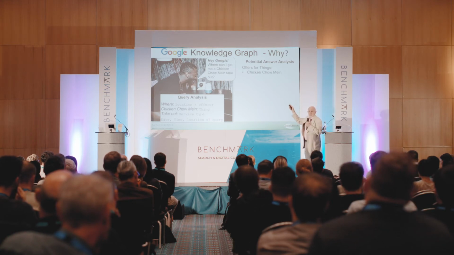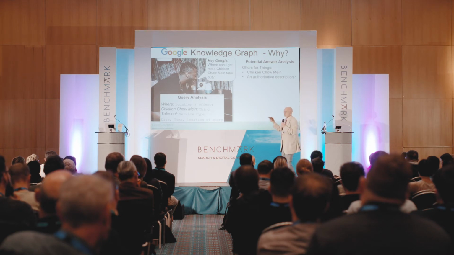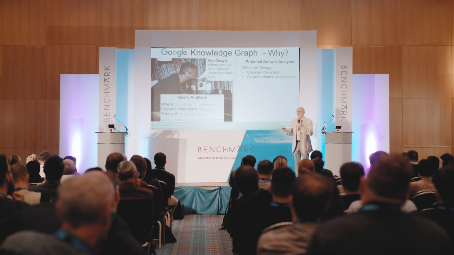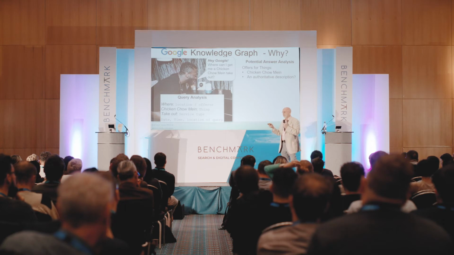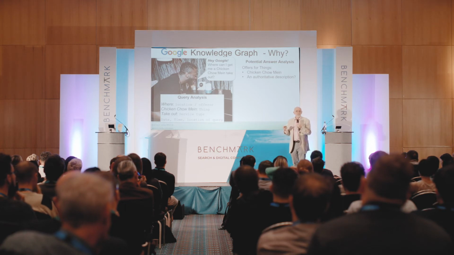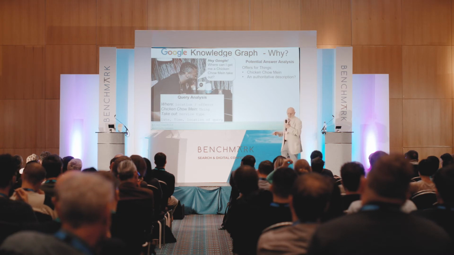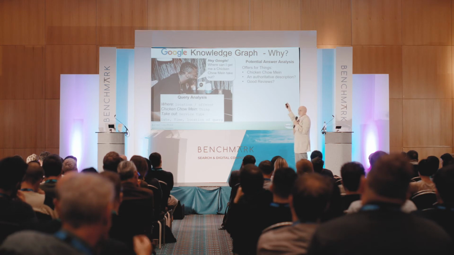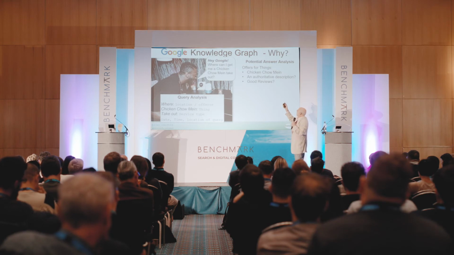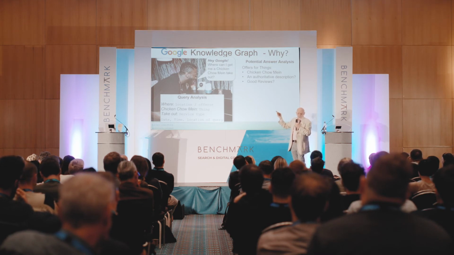So it's looking for offers for things. Things of type chicken chow mein. Is that an authority description, or is it a random web page we've found with a description of chicken chow mein on it? It's not relevant to anybody. Or is it one that's referenced an authoritative description of chicken chow mein, maybe in Wikipedia or a recipe site or whatever? Has this got good reviews? Has this chicken chow mein that we're talking about here got any reviews at all? If they are, are they any good?